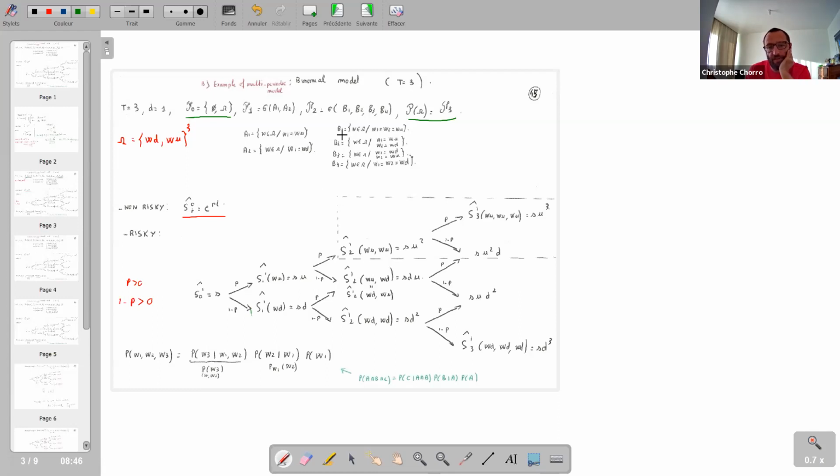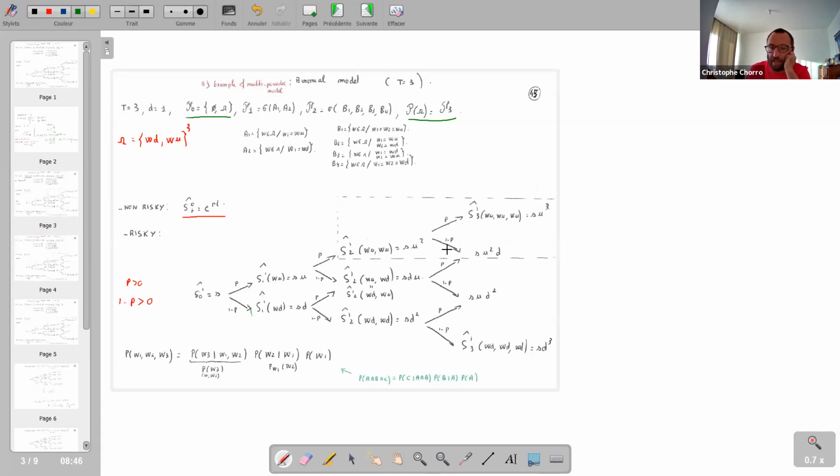So, what are these sets? B1 is the set where, at time t equal to 2, I know that I have increased twice. Here I have increased one time and then decreased. Here I have decreased and then increased. And here I have decreased twice. It's something that I can represent as B1, B2, B3, and B4.